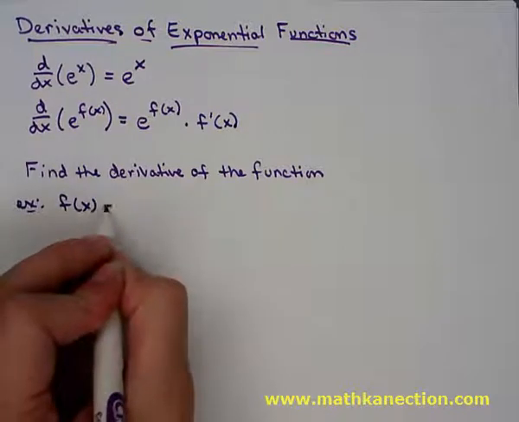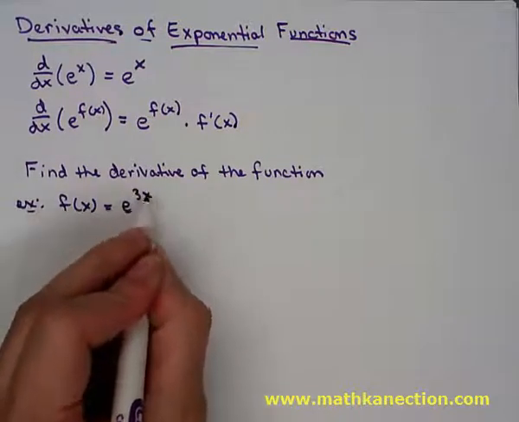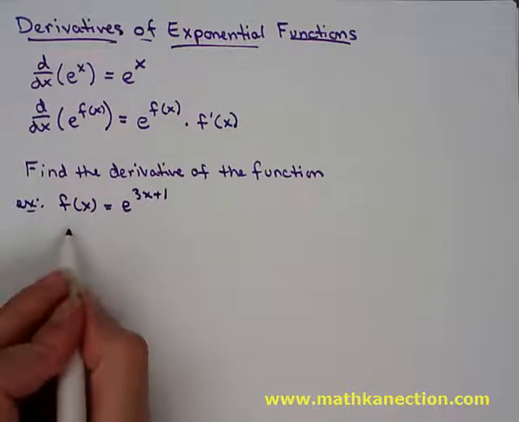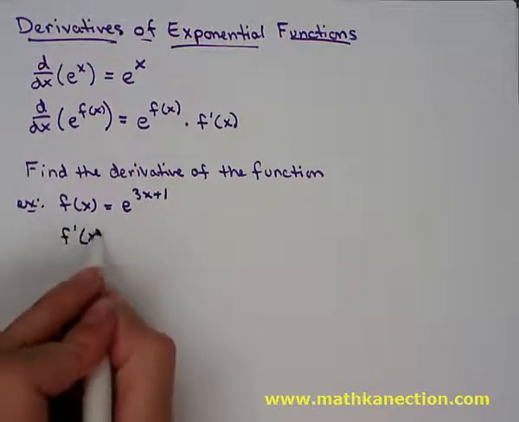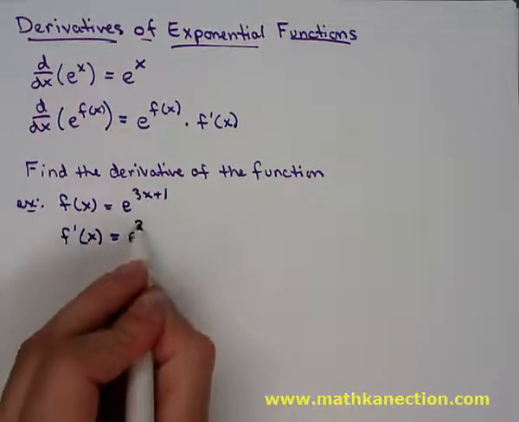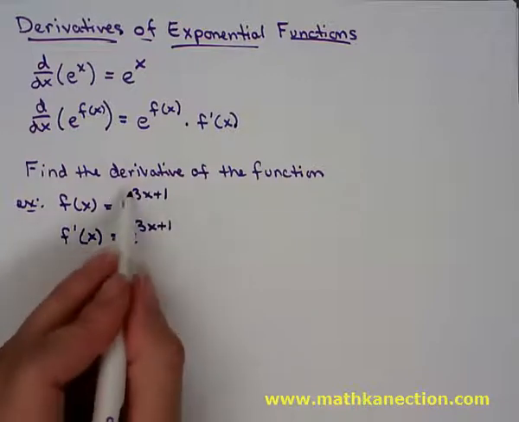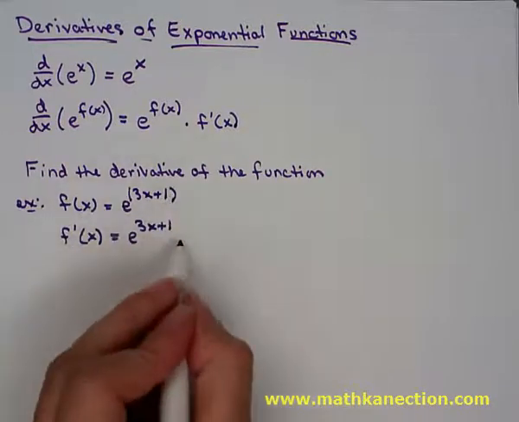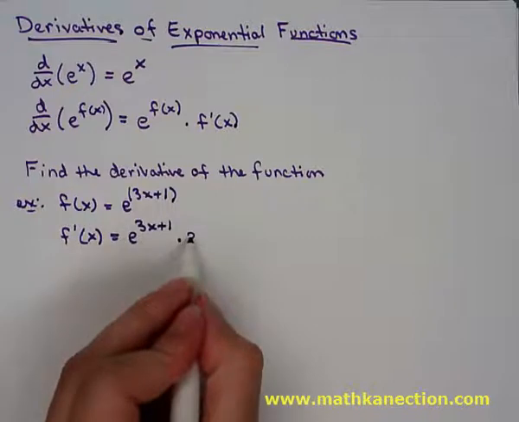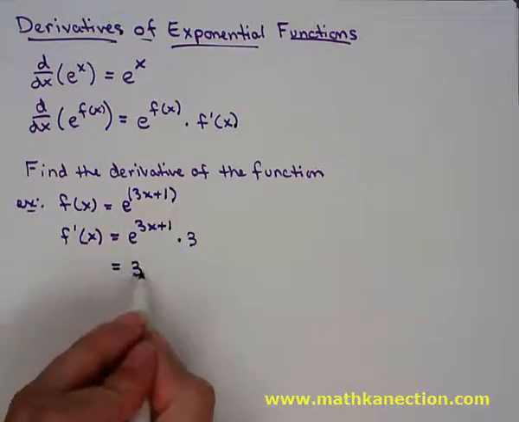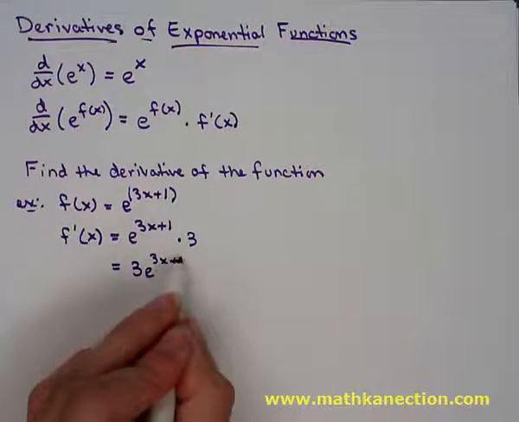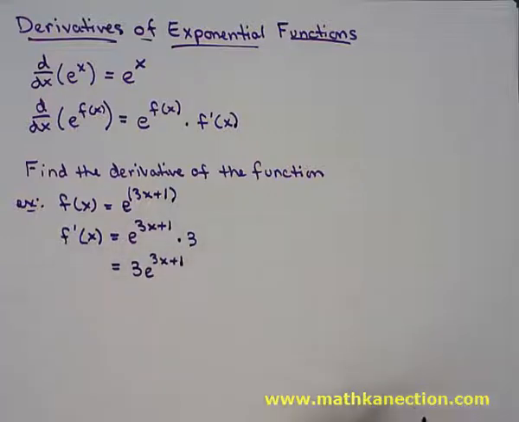The function is going to be 3e to the 3x plus 1. Derivative of e to the 3x plus 1 is going to be e to the 3x plus 1. And since 3x plus 1 is like an inside function, the derivative of 3x plus 1 is just 3. So the final answer for f prime of x is 3e to the 3x plus 1.